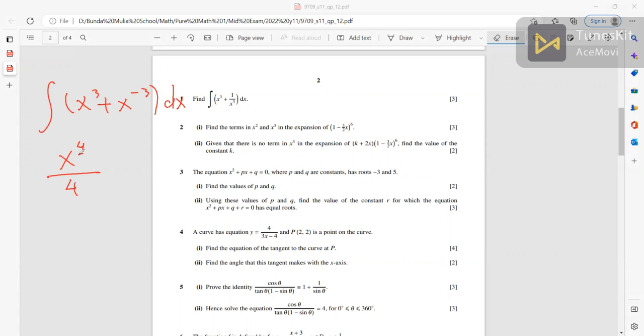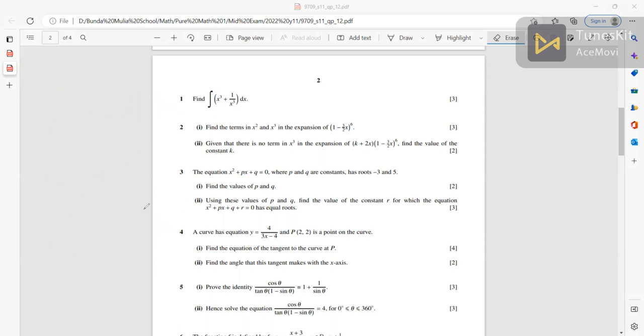The new power is 4. And then plus, for this x to the power minus 3, we add 1 to the power. So we get x to the power minus 2 over minus 2, the new power. And then plus c. So at the end, it will become x to the power 4 over 4 minus x to the power minus 2 over 2 plus c. That is for number 1.